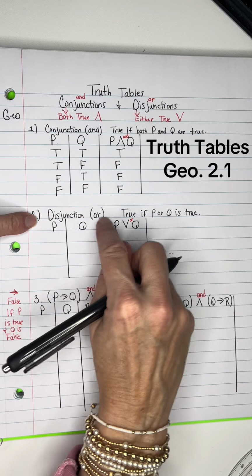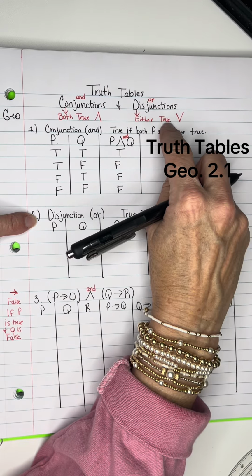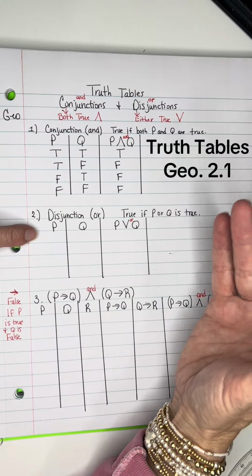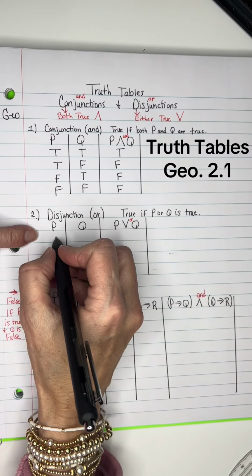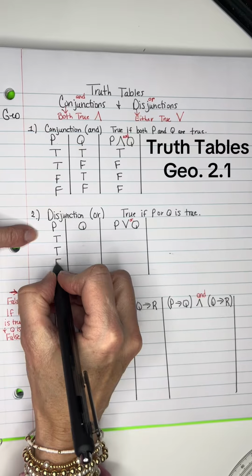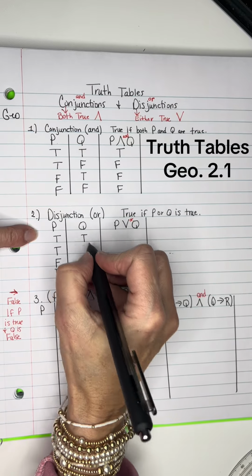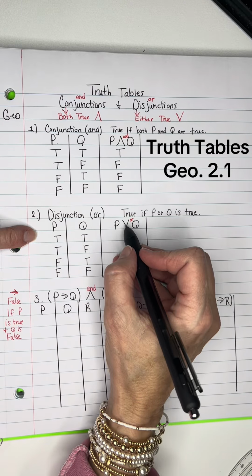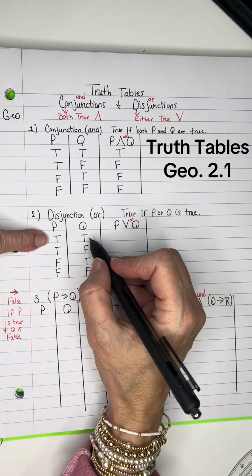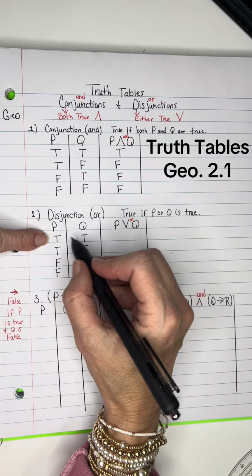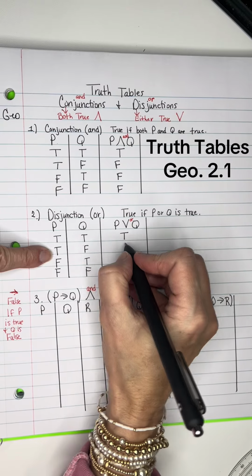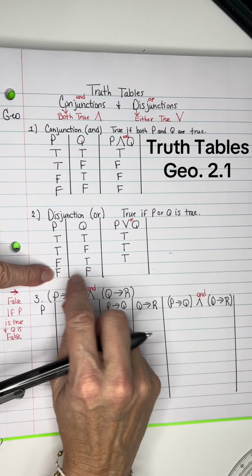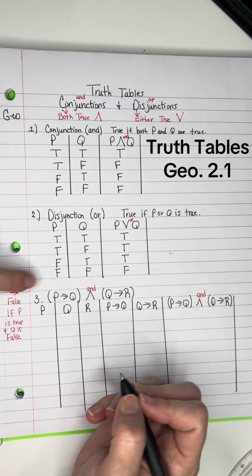Now the disjunction is an "or," which means either has to be true. The P could be true or the Q could be true. If either one of them is true, it is true. So we'll go back with the true, true, false, false, and we'll rotate these true, false, like we usually do. We're just looking at each of them for one of them to be true. So both of those are true. This one's true, this one's true, but neither one of them is true here, so this one would be false.